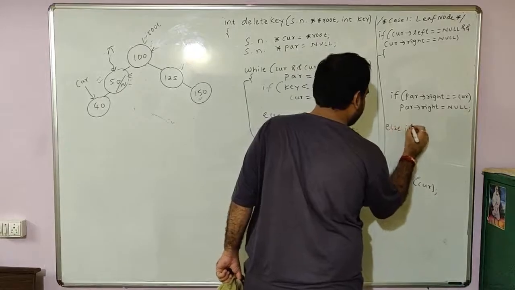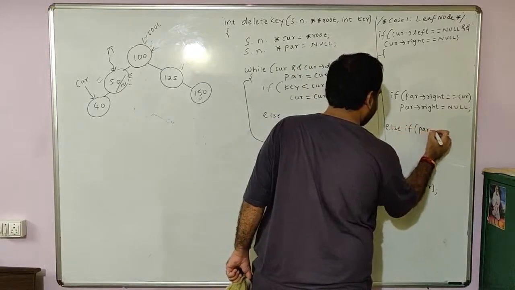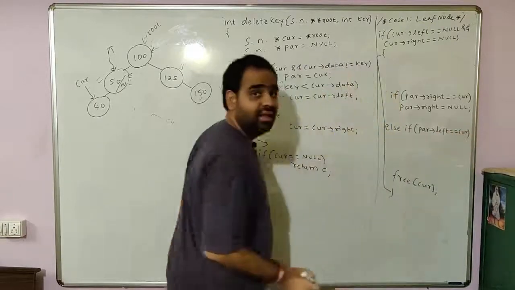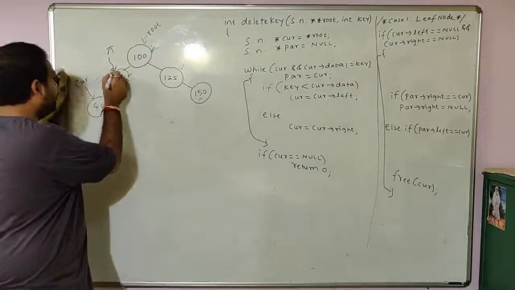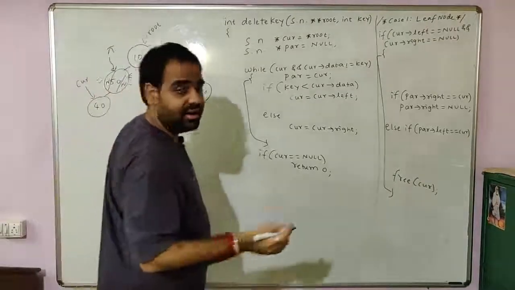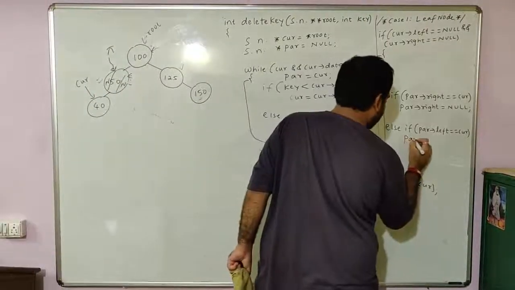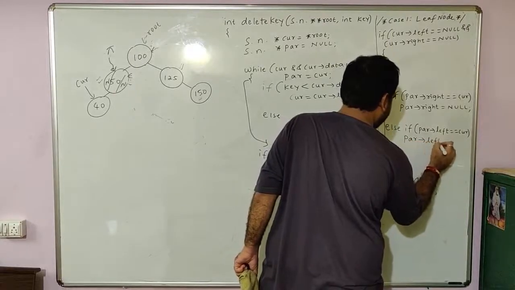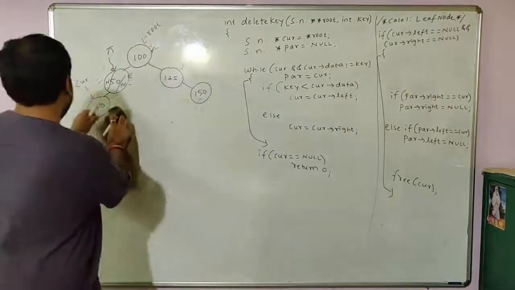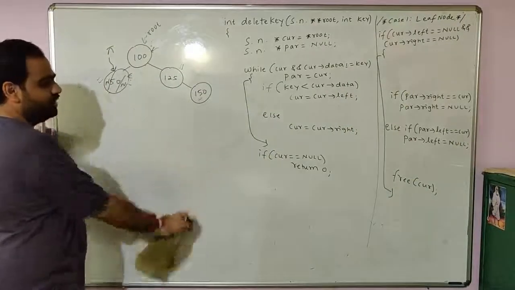Therefore, I write else if parent arrow left equal current. Yes, parent arrow left is equal current. It means this parent arrow left should be null and this node should be deleted. And that is what we are writing over here. We say parent arrow left is equal to null. Yes, parent arrow left is equal to null, and you say free current, this node will go.